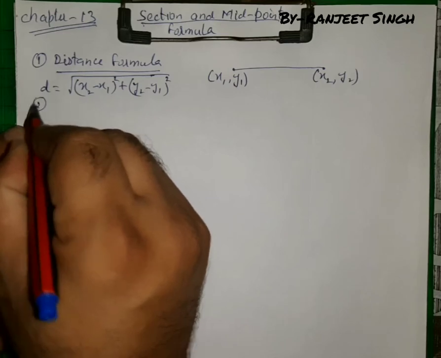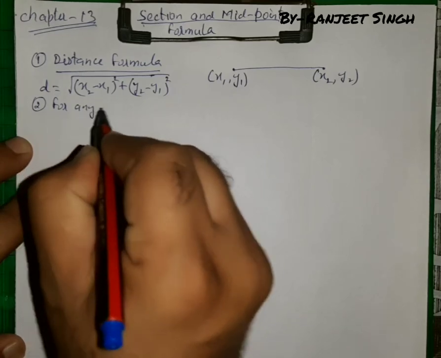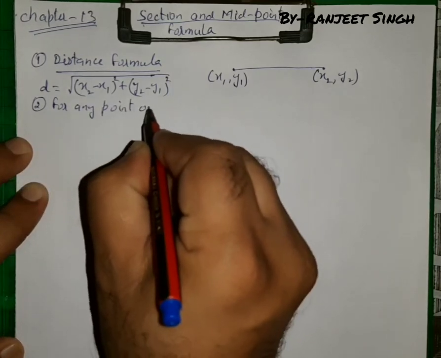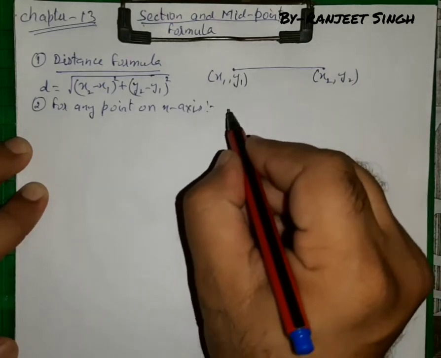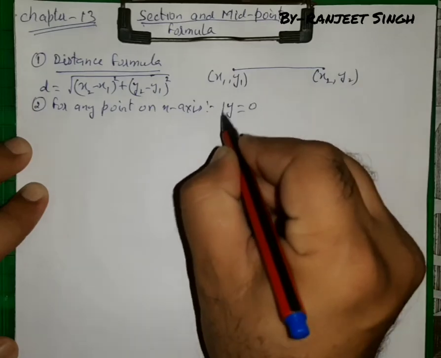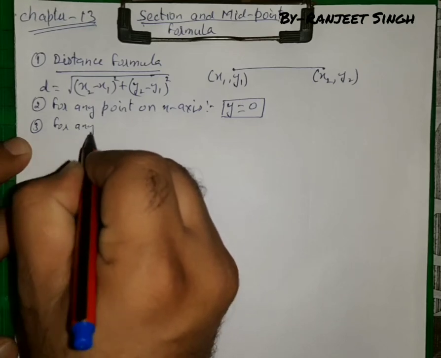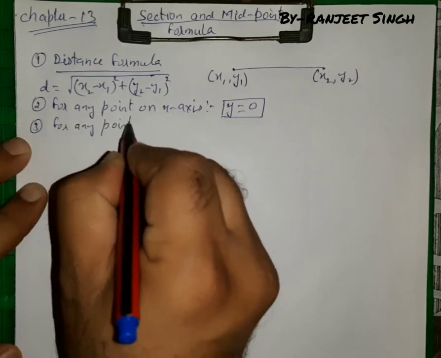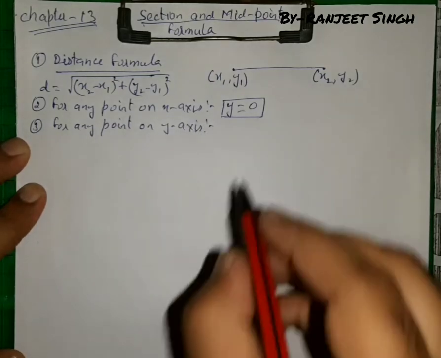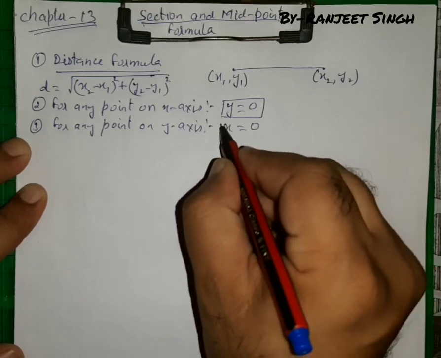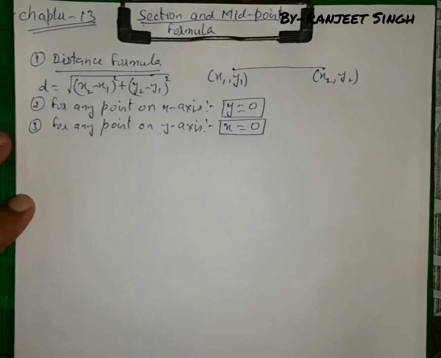We also know that for any point on the x-axis, one thing is fixed, that is the coordinate of y, means y is equal to 0. And for any point on the y-axis, x is always equal to 0. These are the things that we have done in our previous class.